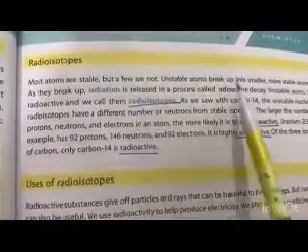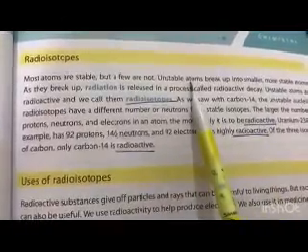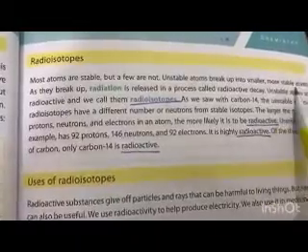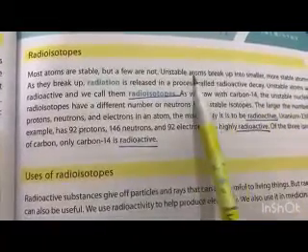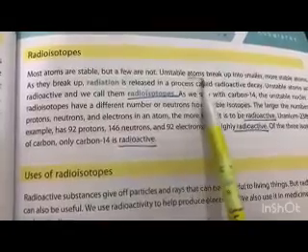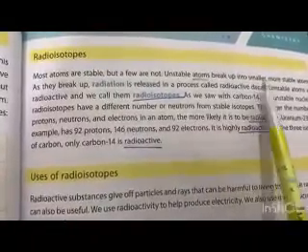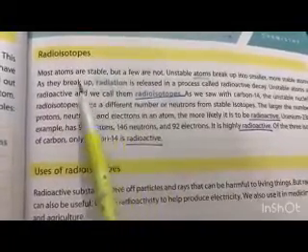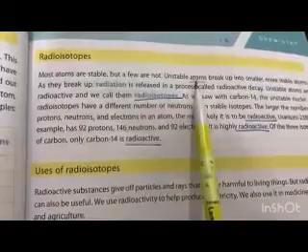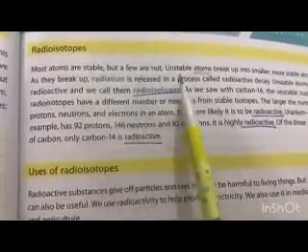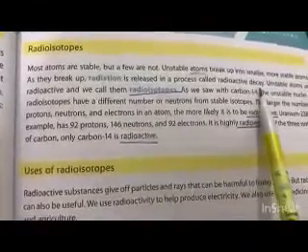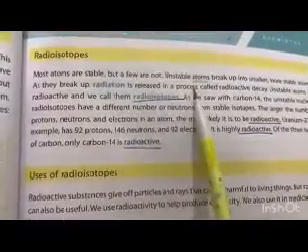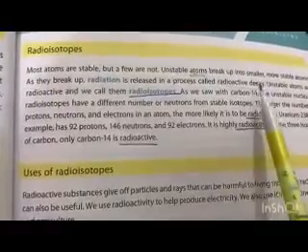Unstable atoms break up into smaller atoms. If an atom is not stable, it will break up into smaller, more stable atoms to become stable. As the unstable atom breaks up, radiation is released in a process called radioactive decay.